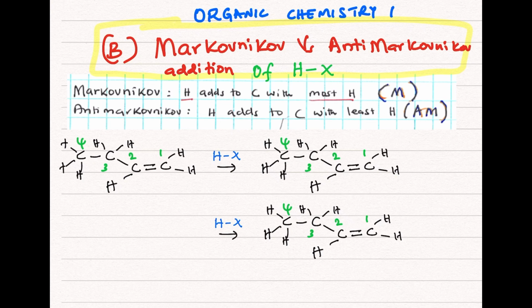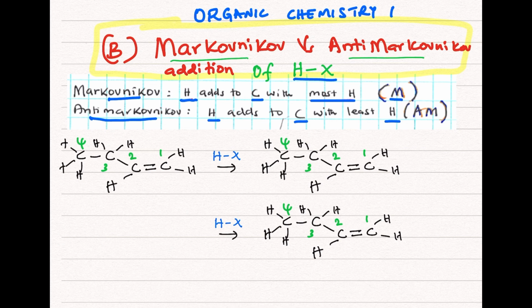We are continuing with our discussions on alkenes. This is part of Organic Chemistry 1, Markovnikov versus anti-Markovnikov reaction. In Markovnikov reaction, HX is added across the alkene in such a way that the hydrogen adds to the carbon with the most hydrogen. Anti-Markovnikov reaction, on the other hand, is the opposite of Markovnikov, so the hydrogen adds to the carbon with the least number of hydrogen.